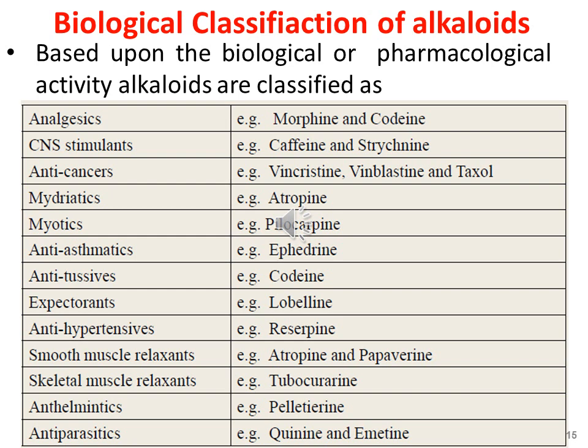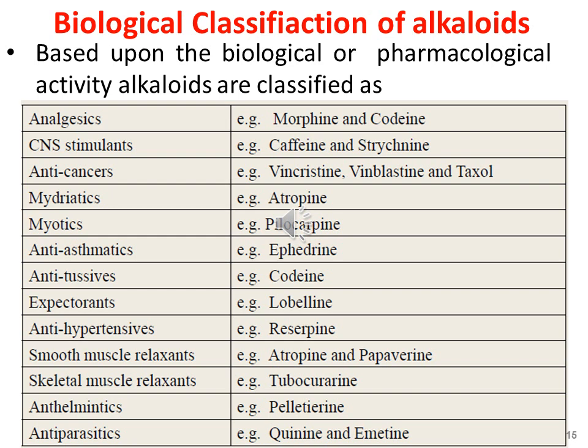Mydriatics are the alkaloids that dilate the pupil, and blurred eye vision is the result of the mydriatic drug. So the side effect of mydriatic drugs is blurred eye vision. An example of the mydriatic drug alkaloid is atropine. Myotics are the drugs that contract the pupil. An example of the myotic drug is pilocarpine.